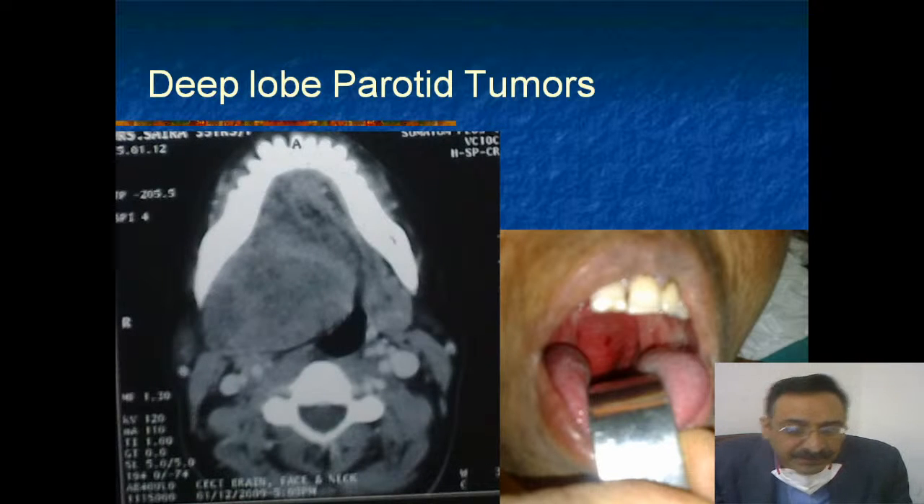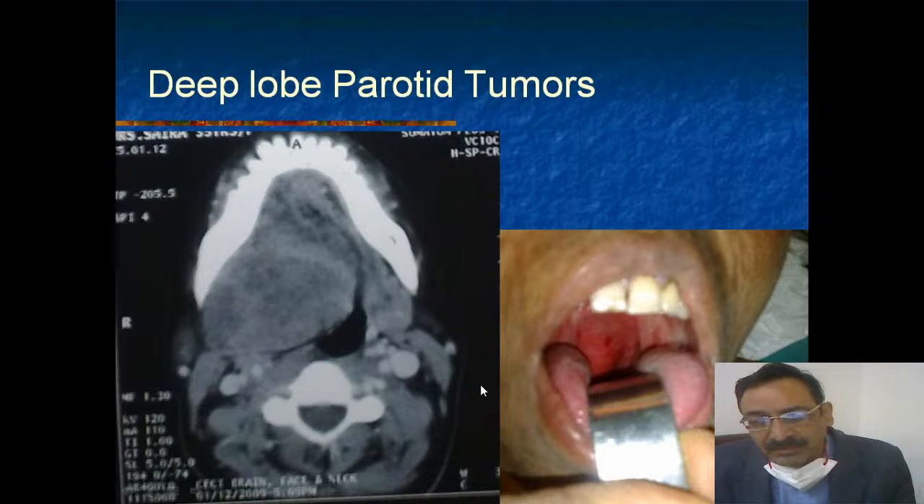This is radiology. This is the same patient as you see out here, with the radiology, and you can see this huge intraoral bulge with the tumor which is on the deep lobe of the parotid. Today it is generally becoming standard to do scans for patients who have parotid tumors, because it is important to know whether it's a deep lobe tumor or a superficial lobe tumor.